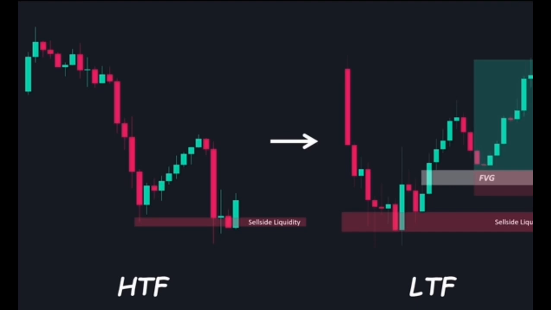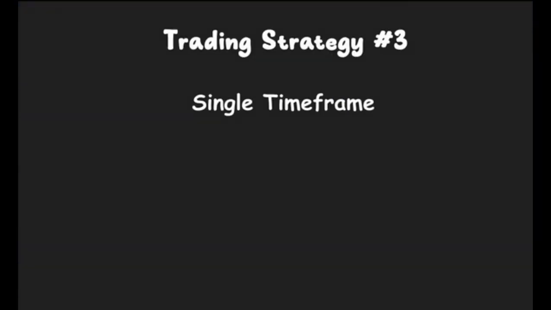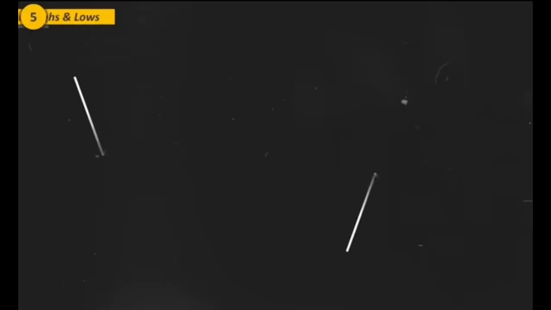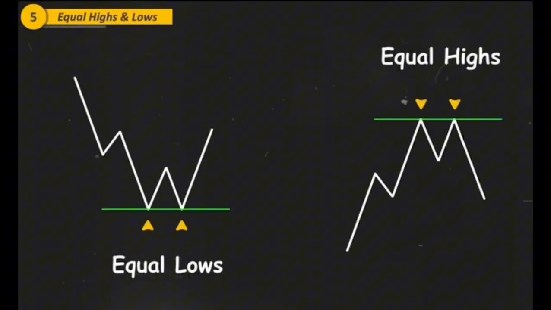Now let's continue with the third smart money trading strategy. This setup uses only one time frame and combines the concepts of equal highs and lows, liquidity sweep, and once again, fair value gap entry. So, what are equal highs and lows, and why are they so important?